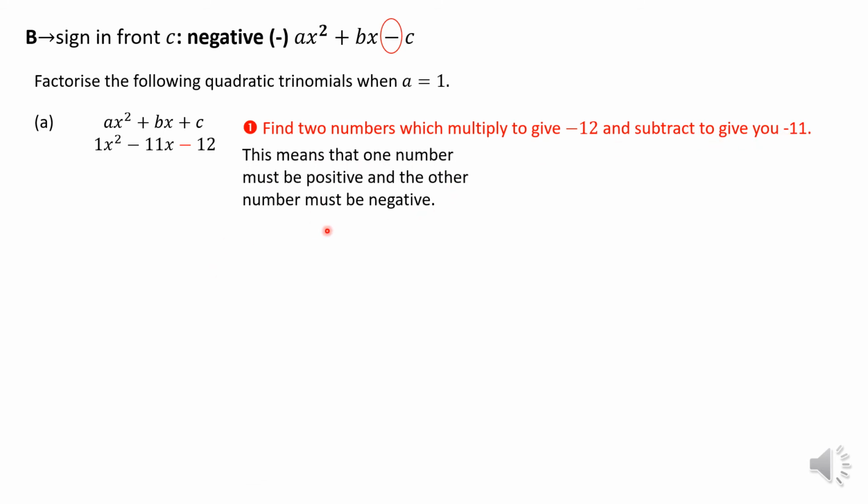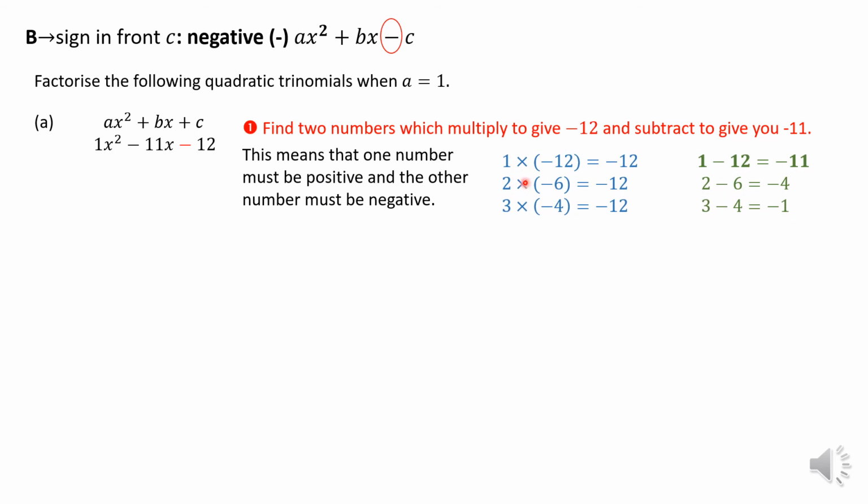If you look at what I did here, I took all the factors of negative 12: 1 times negative 12, 2 times negative 6, and 3 times negative 4. Take note that I put the negative on the bigger number, so to speak, because I'm looking for a negative answer. Suppose this answer was positive, I would be putting my minuses on the smaller number.